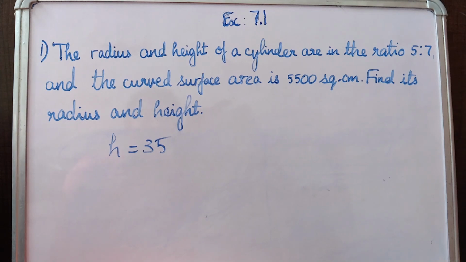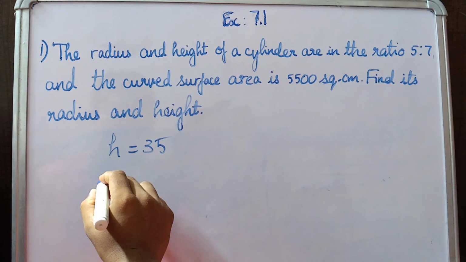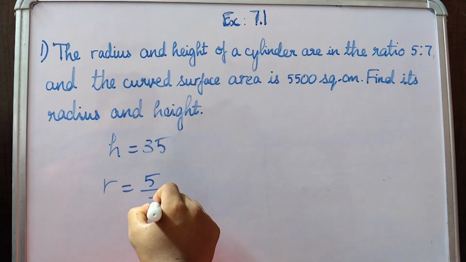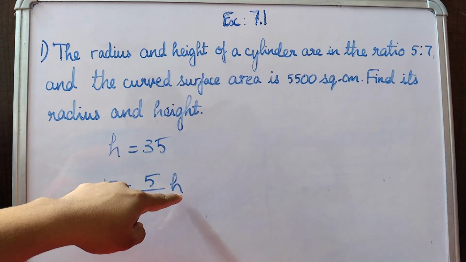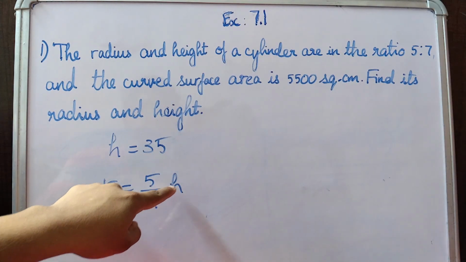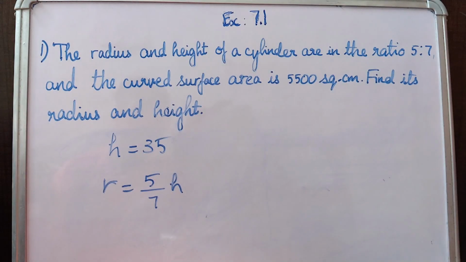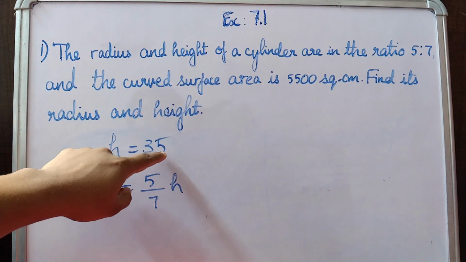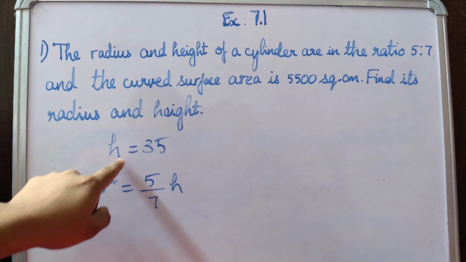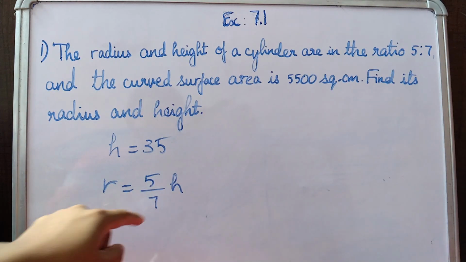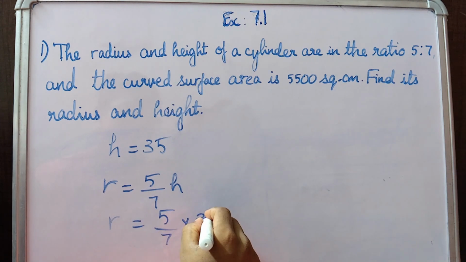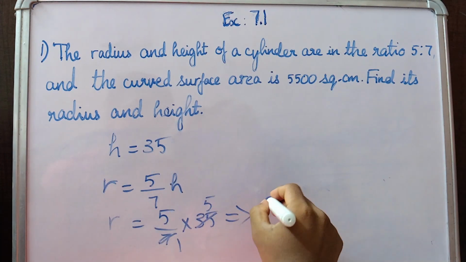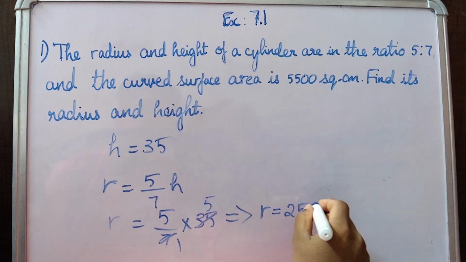So now we have found our h to be 35, and we already know that our radius is equal to 5/7 into h. So now to find the radius, we have to substitute the value of h, that is 35, into r is equal to 5/7 h. So we have found the height to be 35 centimeter, and now we substitute the value of h in this formula. So radius r is equal to 5/7 into 35, which implies radius is equal to 25 centimeter.